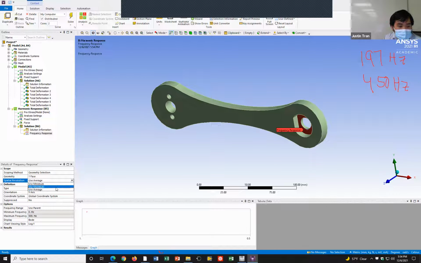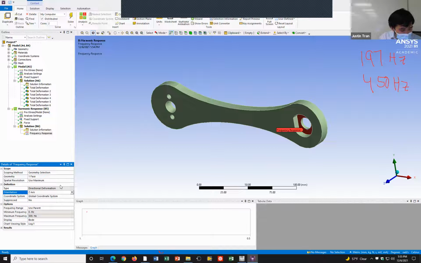The last thing we're going to do is change the spatial resolution. Instead of using an average result, we're going to change it to maximum. That's going to give us a better sense of how much resonance is affecting the deformation. Oh, sorry, one more thing. We need to change the orientation here. Because we're interested in resonance in the Z direction, since that's the direction we're applying our forcing, we're also going to check the deformation in that direction. So we need to change the orientation to the Z axis.